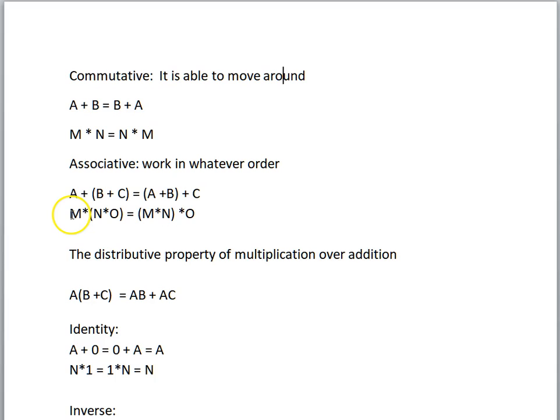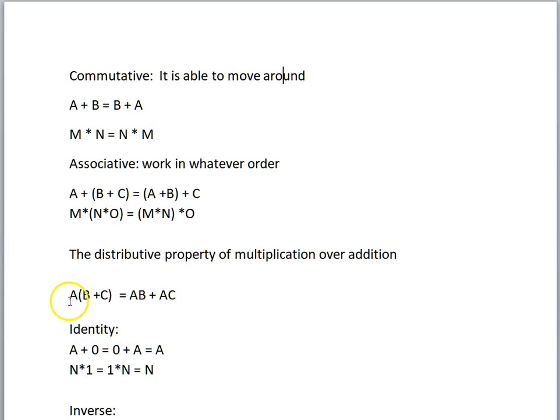All right, so our M times the quantity of N times O is going to equal the same as M times N, that quantity multiplying O. All right, so here's the one case where we get to have more than one operation happening. And this is called the distributive property. We shortened it up to that because the real name is the distributive property of multiplication over addition. That's quite the mouthful. So rather than saying that every single time we want to convey this idea, we just call it the distributive property.